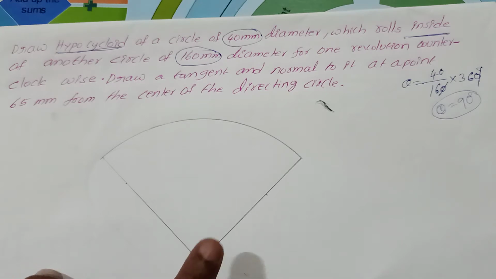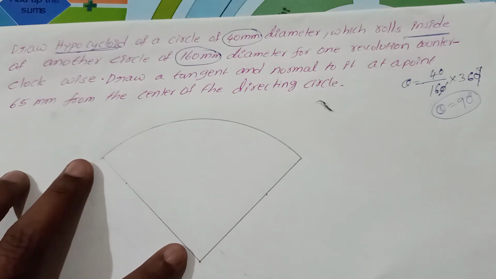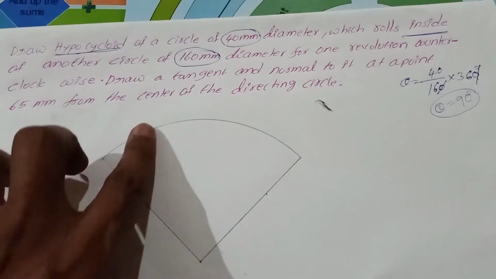So with 90 degrees, draw the sector first. We have drawn the sector in epicycloid also. Clearly I have explained it there. So like this, first of all draw the sector. What is the radius of the sector? The directing circle radius, that is 160 by 2, that is 80. With 80 first complete the sector.